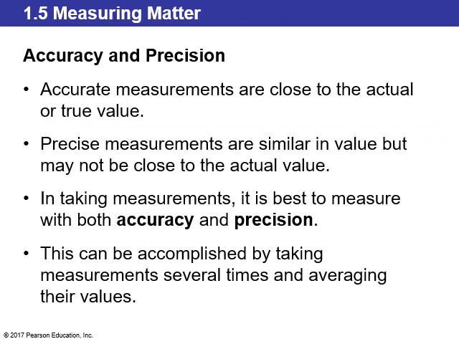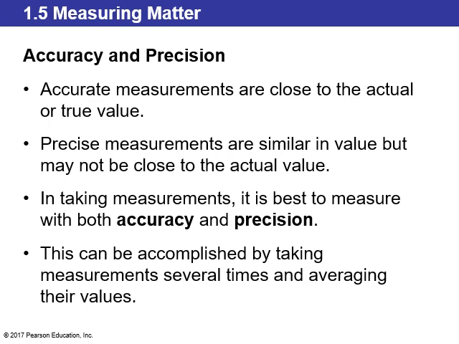To wrap up our discussion on properties, we're going to talk about a few other definitions on measurements. If we're taking measurements of chemical properties, we need to determine whether or not we're being accurate versus precise. So let's talk about accuracy and precision. If your measurement is accurate, that means it is close to the actual or true value. Precise measurements are similar in value, but they might not be close to the actual value.